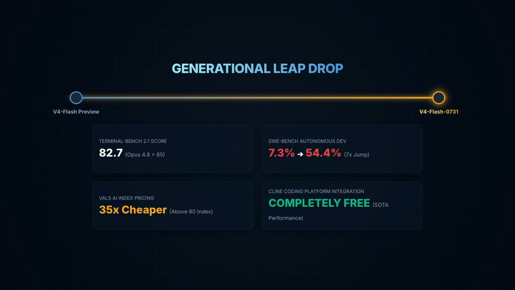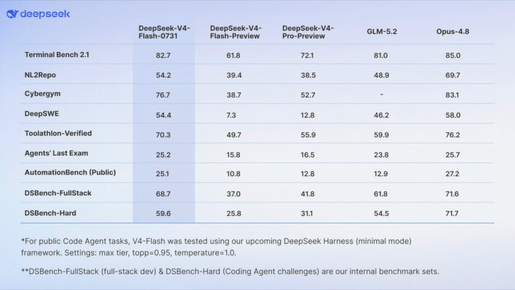Val's AI called it the cheapest model on the Val's index to score above 60, and 35 times cheaper than the next best model. And Cline, the popular coding assistant, made it completely free in their platform. Their words, "This is the first Flash model we found that performs at SOTA levels."